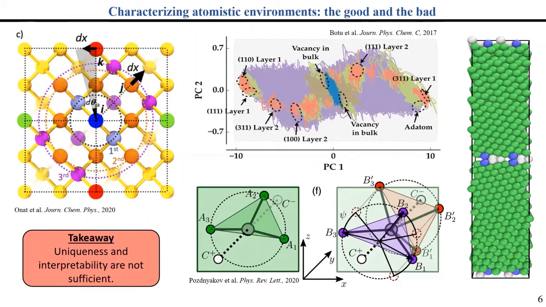So the takeaway here is that the uniqueness and interpretability of the methods that people have come up with are just not sufficient to do the types of problems that we're looking at, and in particular, things like microstructure characterization. You may be able to tell me, yes, this is a perfect atom and this is not a perfect atom, but really when it comes down to it, you don't know for certain where those atoms belong in terms of something higher level, like a grain versus grain boundary.